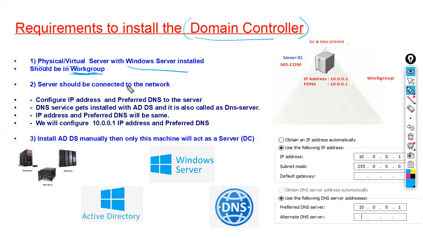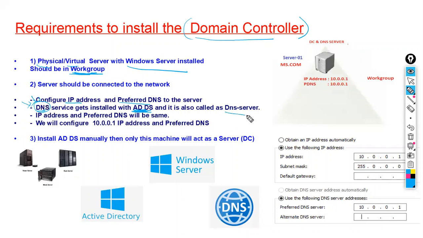So for connecting the server to the network, we need to configure the IP address. We need to configure the preferred DNS, and the DNS service gets installed. So guys, this DNS service, as I told you, will provide the unique name to the domain. Okay, and this DNS service will get installed with ADDS. So to make any computer a domain controller or DC, we need to install Active Directory Domain Services. So when we install Active Directory ADDS, this DNS service will get installed automatically.